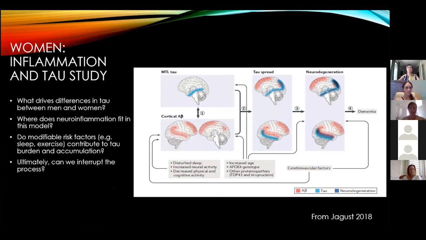So we know that in women, but not men, inflammation, neuroinflammation, so inflammatory processes in the brain, seem to spur some of that tau buildup. And we're interested in seeing how activities that impact inflammation, so sleep, physical activity, and diet, are related to neuroinflammation, and how those are related to tau. And ultimately, of course, we'd like to know if we can interrupt that process, and that interruption or how we affect that might be different in men and women.